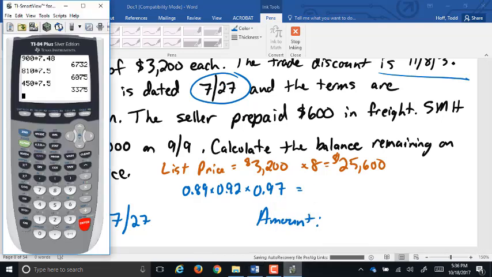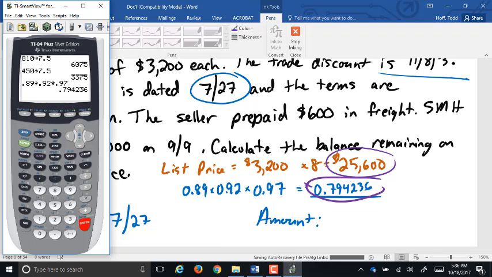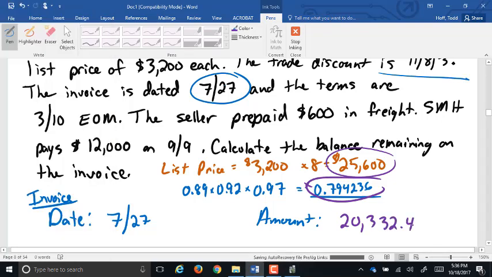I multiply that out. I get 0.794236. I will then multiply the $25,600, the list price, times that net price ratio rate. So times 25,600, which gives $20,332.44. That is the amount on the invoice.